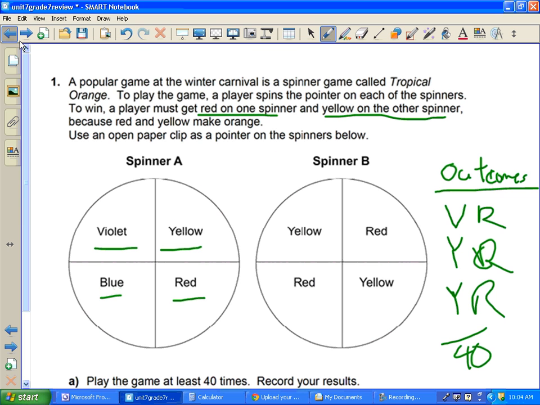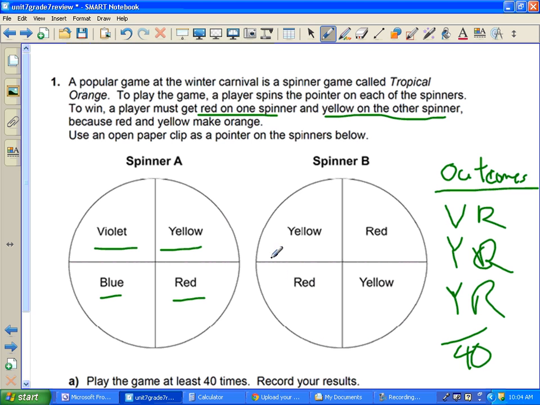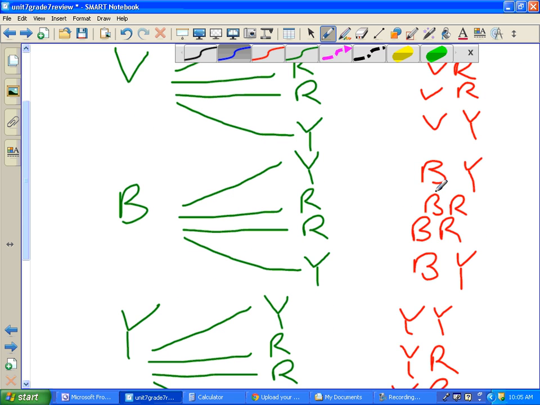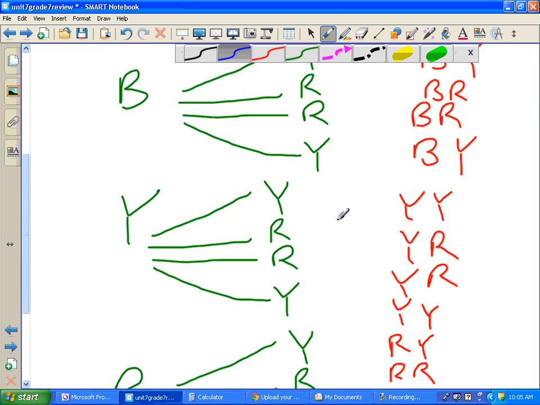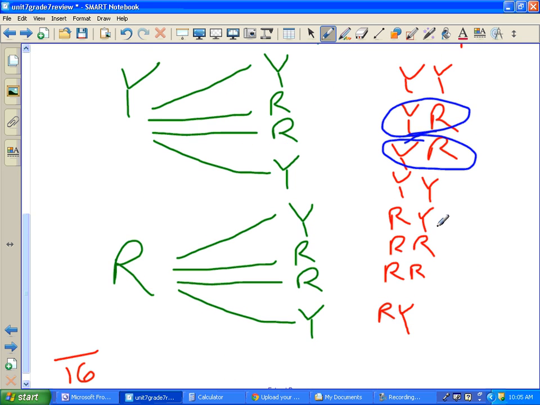And the question here asked us, what's the theoretical probability of making orange? So which colors make orange? You must get red and yellow to make orange. So let's circle all the red and yellow ones. So there's red and yellow. Nope, these are all violets. This is blue and yellow. Nope, we need red and yellow. So we got yellow and red. Here it is, one of them. Yellow and red. And, oh, there's red and yellow. And there's red and yellow.